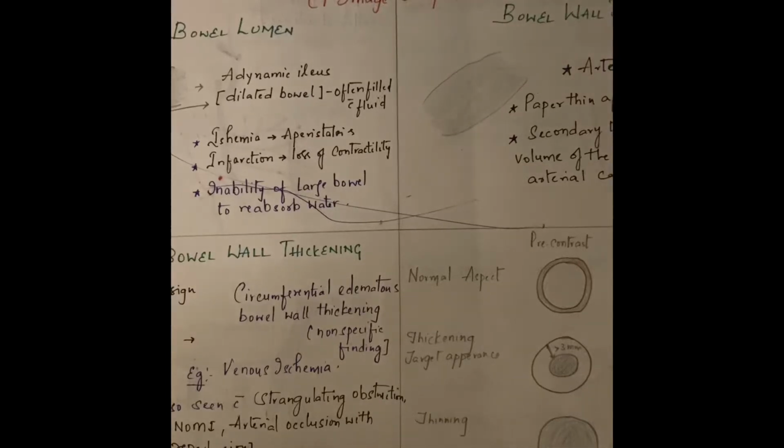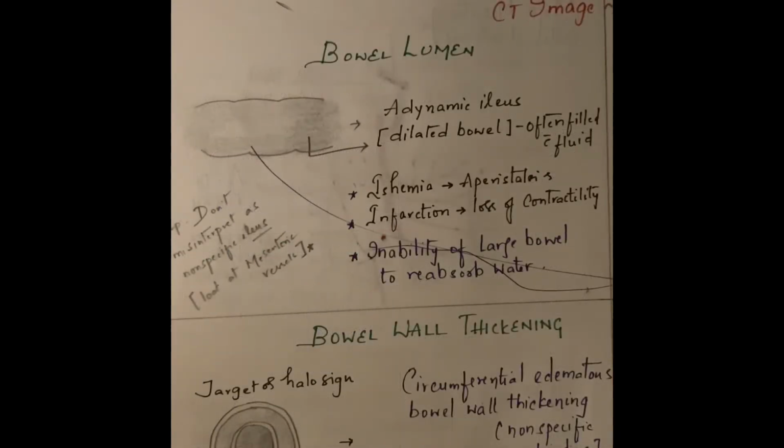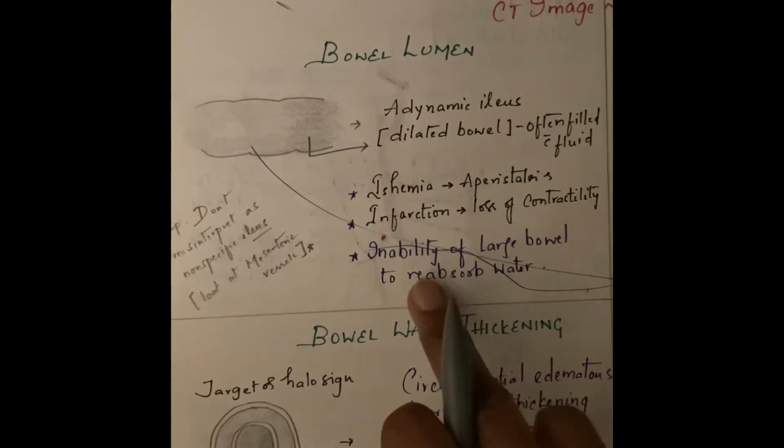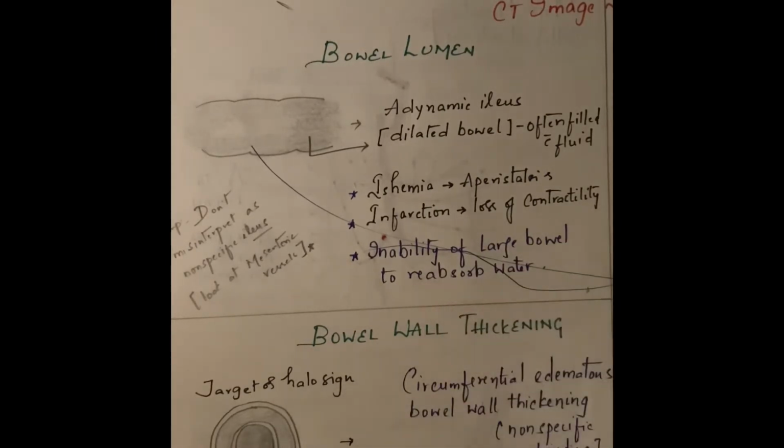Hi everyone, today we'll be discussing CT imaging features of acute mesenteric ischemia. So first, coming to bowel lumen. If you are suspecting a patient with mesenteric ischemia, here the bowel lumen will be dilated and fluid filled. Why will it be fluid filled? It's due to inability of the large bowel to reabsorb the water.